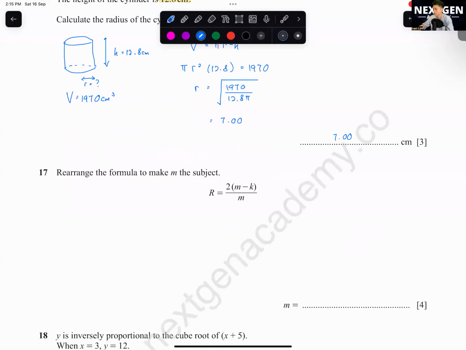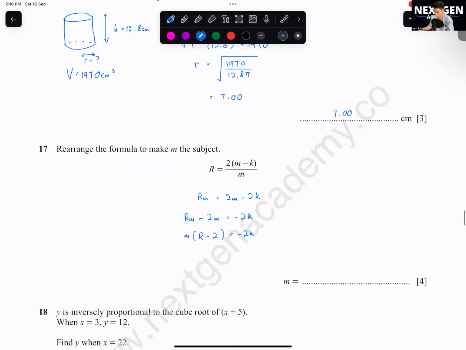17. Rearrange to make M the subject. I'm going to cross multiply first. RM equals 2M minus 2K. Bring all the M to one side. RM minus 2M equals negative 2K. M times (R minus 2) equals negative 2K, then we divide by R minus 2. So here, M equals minus 2K over R minus 2.